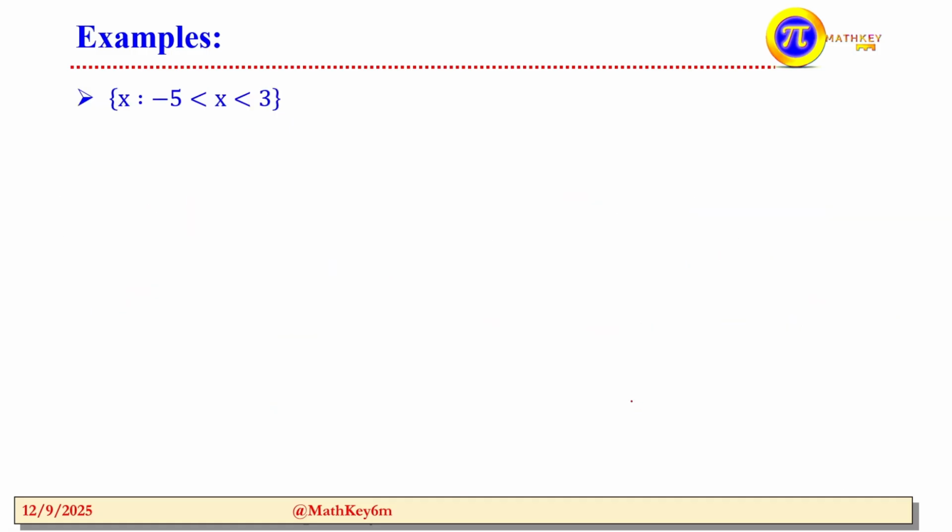It says that x satisfies -5 < x < 3. As we said before, this means you can find what? The upper bounds for this set are 3 to positive infinity, and the lower bounds for this set are negative infinity to -5.